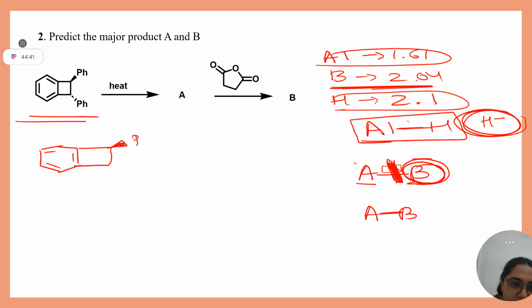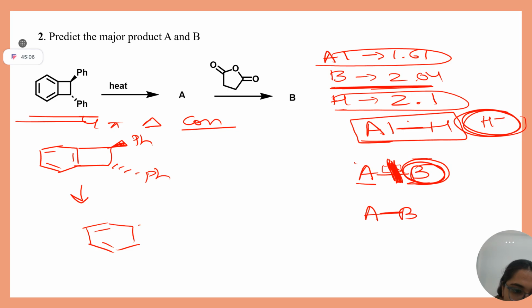Good. This is a 4 pi electron system and heat is there. Which type of rotation will take place, conrotatory or disrotatory? Conrotatory. These substituents are trans and conrotation is there, so after the reaction also they will be opposite. So how can you make that product? One Ph on the upside and one Ph on the other side. Very good, like this, right? So this is your A.